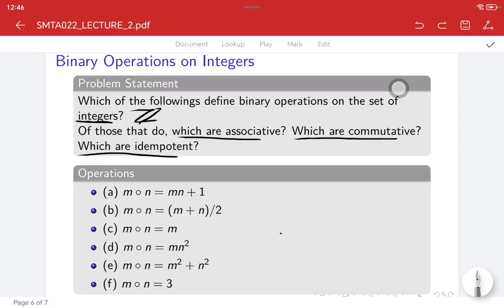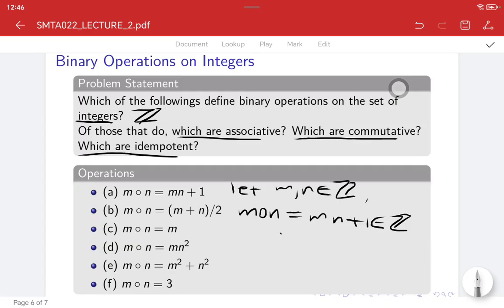So let's say I come to A, I let M and N be elements of the integers. Then I apply that M∘N is equal to MN plus 1. We agree here? And then we check, is this an element of the integers? If I multiply two elements, then I add 1, will they still remain in the integers? Yes, so this is an element of the integers. Therefore, the closure property is satisfied.